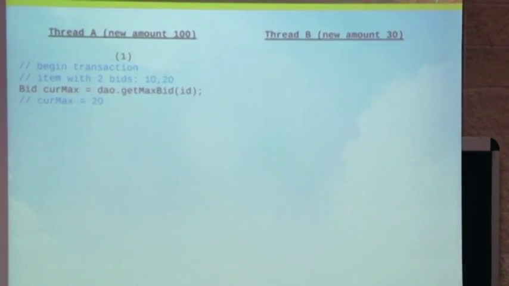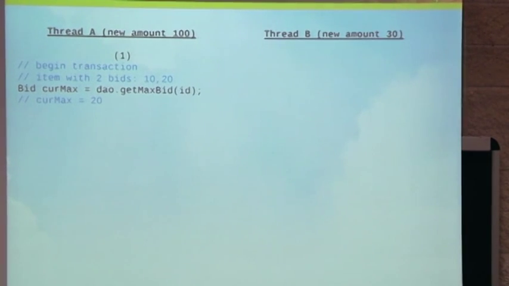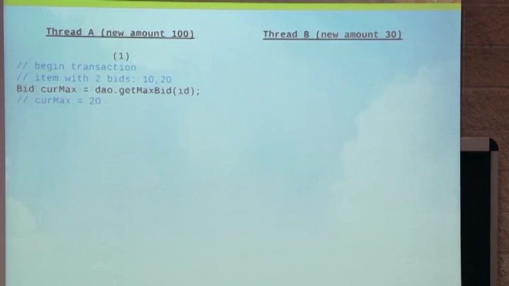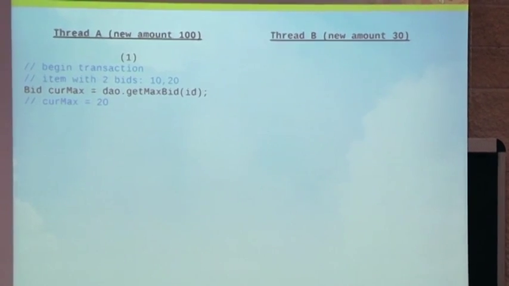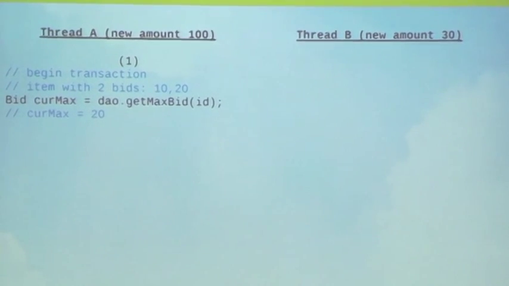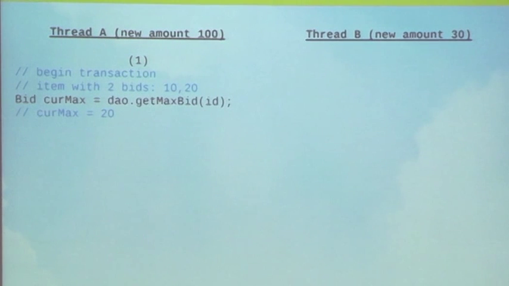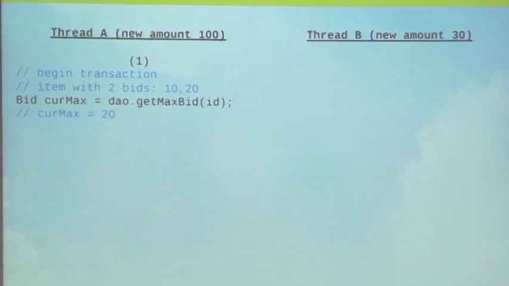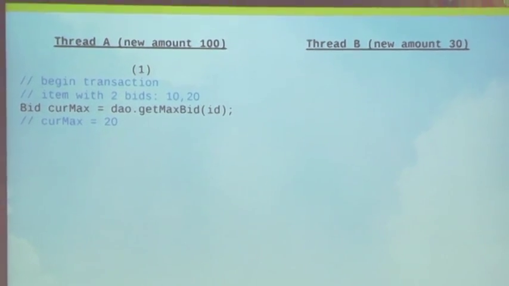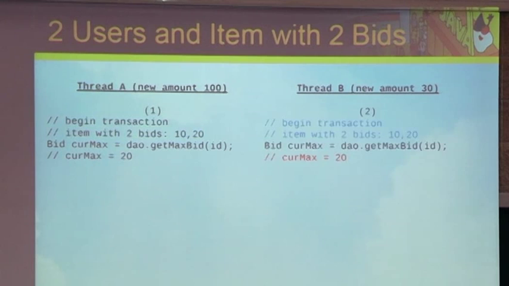Let's take a look at the actual scenario under which this can happen. So let's assume we have 2 bids and 2 users bidding for one item. And there are already 2 bids for the given item in the database. So the first user bids with a new value 100, and the second user bids with the new amount 30. So thread A represents the first user with amount 100, and take a look at the current maximum value after we execute getMaximumBid. It's 20, it's correct, and in this very moment we switch to another thread, and this second thread retrieves exactly the same current maximum value, which is 20.